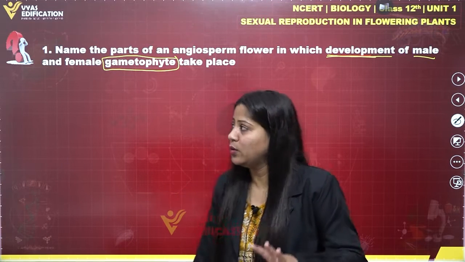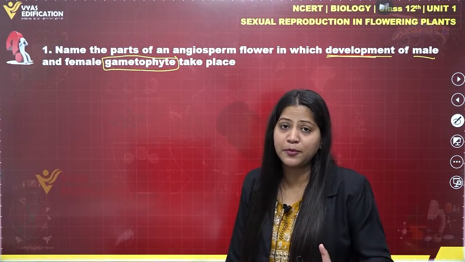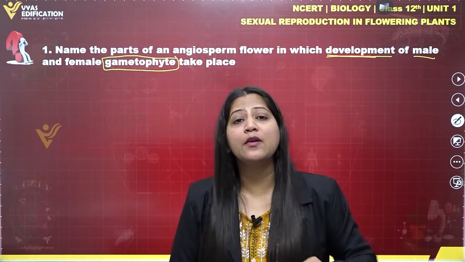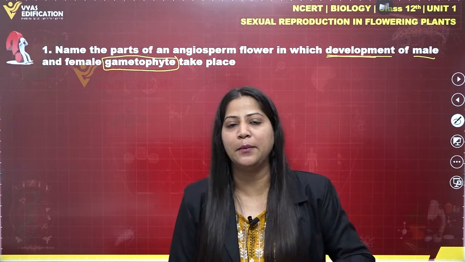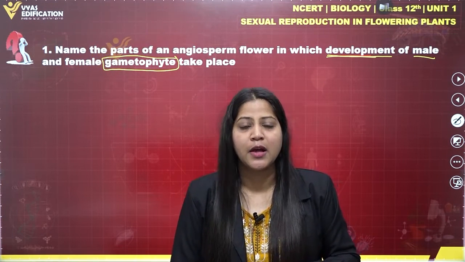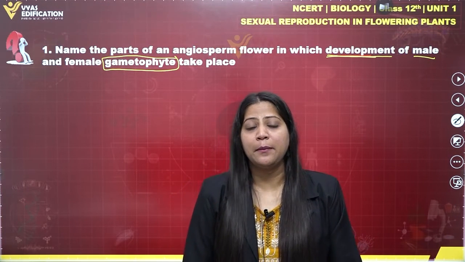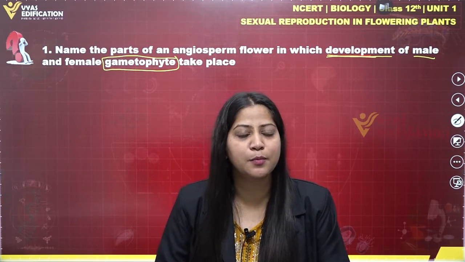So now we know where the pollen grain or male gametophyte develops: inside the microsporangia in the anther. If we talk about the female gametophyte, then its development takes place inside the megasporangium.